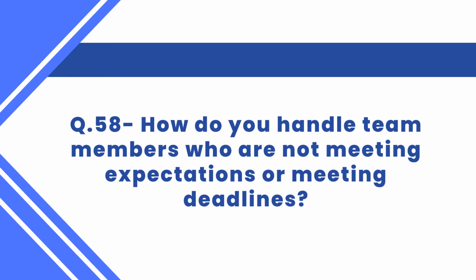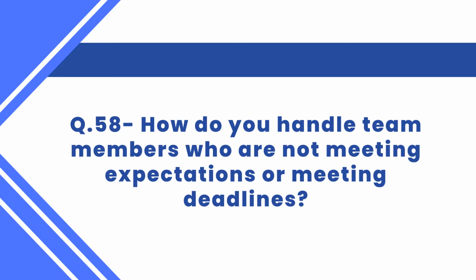As a project manager, it is important to handle team members who are not meeting expectations or meeting deadlines in a professional and productive manner. One approach is to set clear expectations for performance and deadlines at the beginning of the project. This includes outlining specific responsibilities for each team member and agreeing on a system for tracking progress and addressing any issues that arise.